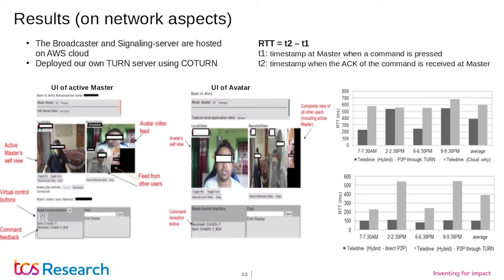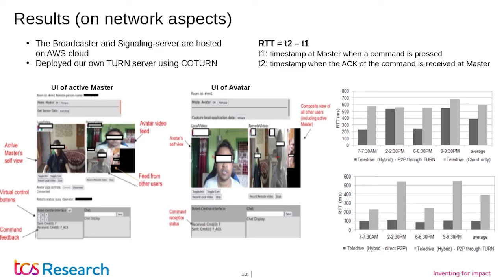For our experimentation, we used our broadcaster and the signaling server. We have hosted these two on the AWS cloud, and we have deployed our own TURN server using coTURN. We have designed a browser UI console for the active master and the active avatar also.